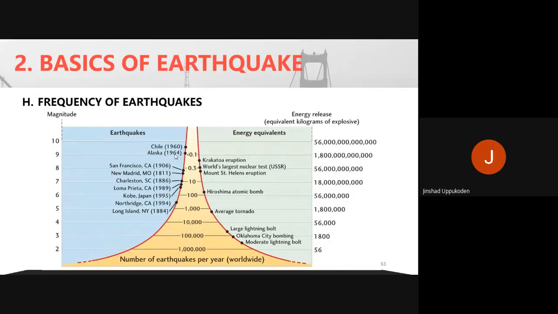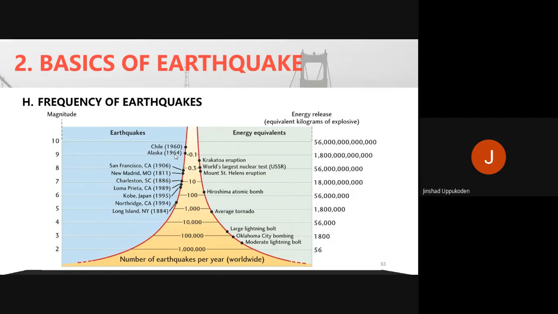P waves have the highest speed, approximately 4 to 7 kilometers per second. If you come to S waves, 3 kilometers per second is the average speed. It also depends upon the material, the medium through which it travels, but the average for S waves is 3 kilometers per second. And surface waves are much slower.